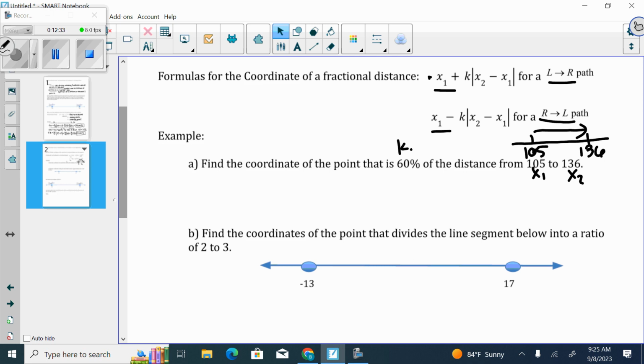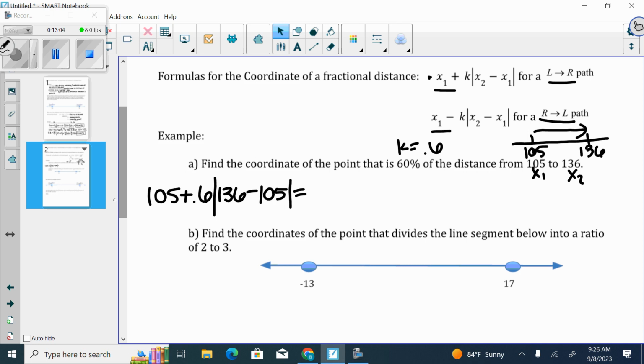0.6. Good. K will be 0.6. All right, now we just plug all that information in. We said we're using the top formula, so we've got our x1, which is 105, plus k, which you guys said was right, times the absolute value of x2 minus x1. Okay. Again, remember we treat those absolute value bars like we would a parenthesis, so I simplify inside first.